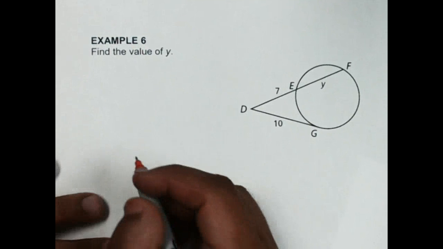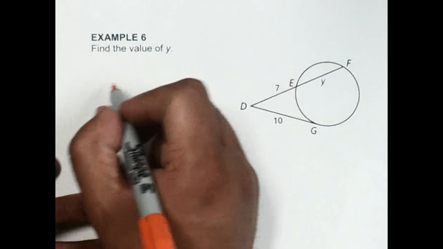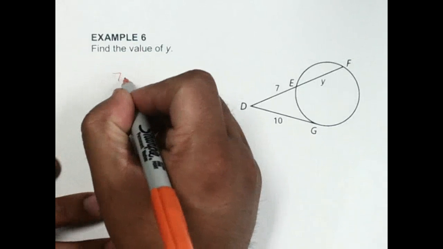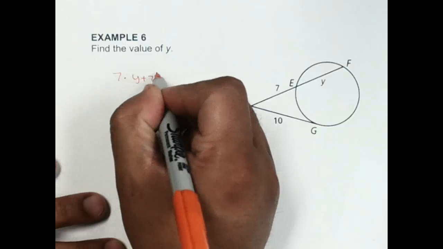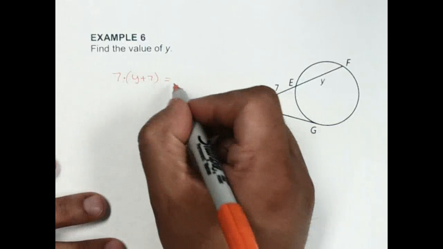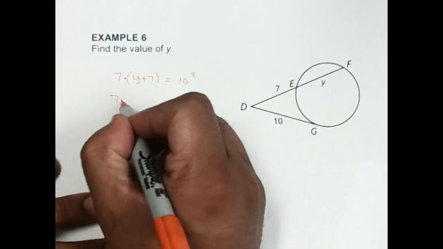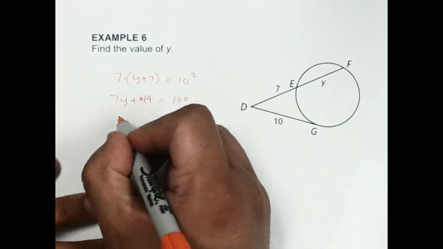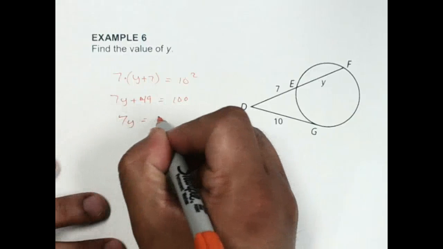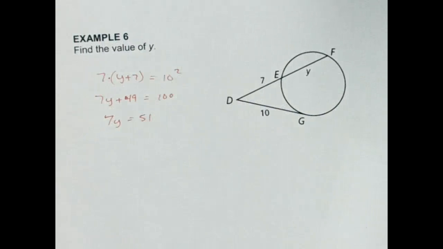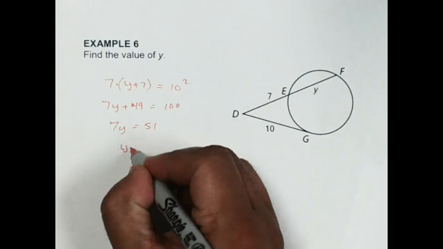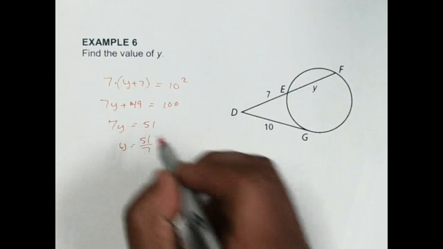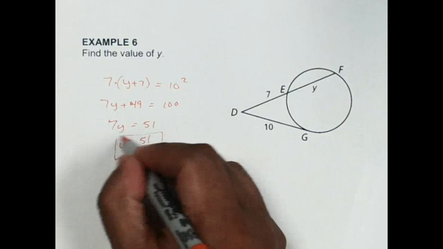Alright, so let's try this again. I'm going to have example 6. This is going to be 7 times y plus 7 is equal to 10 squared. So 7y plus 49 is equal to 100. 7y is equal to 51. And then if we take 51 and divide by 7, we get y is equal to 51 over 7. That does not simplify, so that would be my answer.